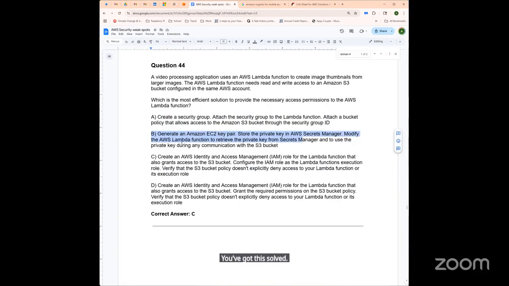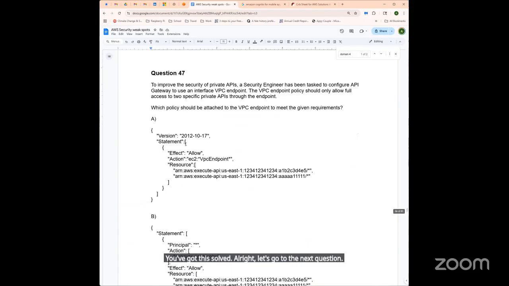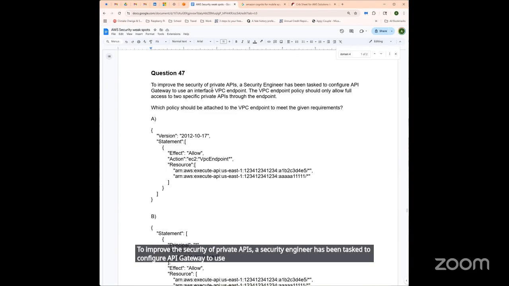All right, let's go to the next question. To improve the security of private APIs, a security engineer has been tasked to configure API Gateway to use an interface VPC endpoint. The VPC endpoint policy should only allow full access to two specific private APIs through the endpoint. Which policy should this be?